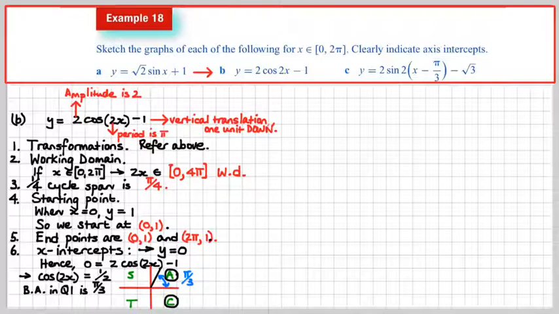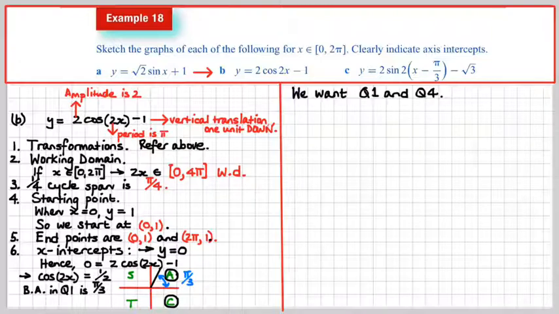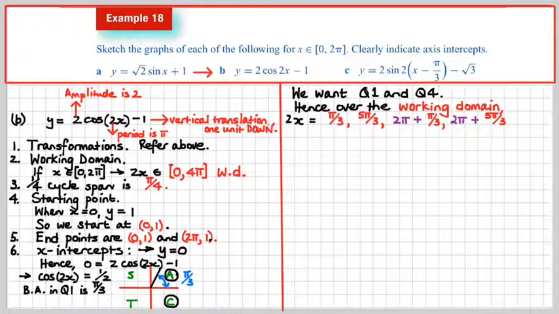So therefore, what do we want, guys? We want quadrant 1 and 4, so what are the angles we're going to capture? Capture from 0 to 4 pi. You see, that's the working domain. So over the working domain, we would want pi on 3, that's quadrant 1, 5 pi on 3, which is quadrant 4, and then we add 2 pi to the first one, doing a bit of a leapfrog there, and then we add 2 pi to the second one, and we get that.